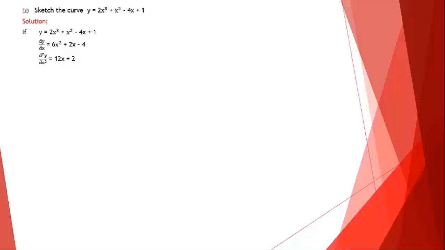Now at the turning points, dy by dx equals 0. So that is 6x squared plus 2x take away 4 equals 0. By factorizing this equation, we get (3x take away 2)(x plus 1) equals 0. And by finding the roots, we get x equals 2/3 and x equals -1, which means we have two stationary values.